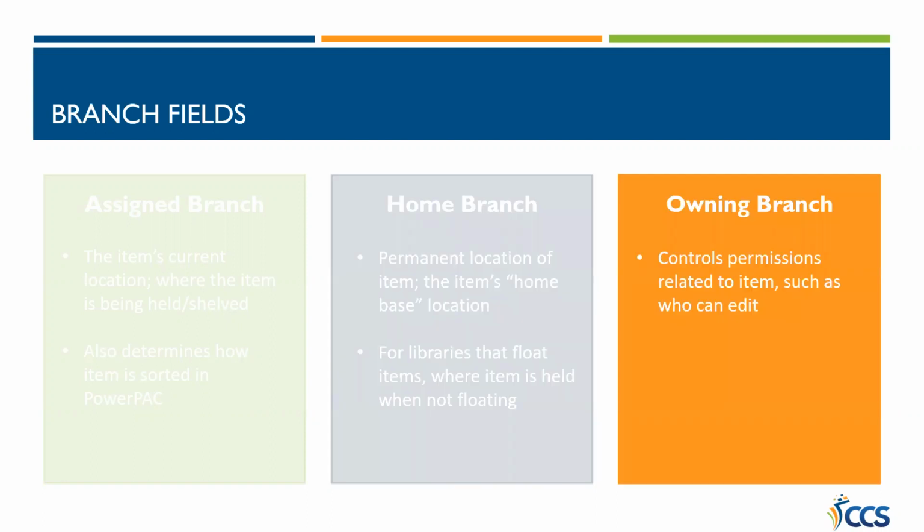And then finally, the owning branch field controls permissions related to that item, such as who can edit this record. So let's say I have permissions where I can only edit Round Lake items. This means I can edit item records where the owning branch is set to Round Lake. If I only have Round Lake editing permissions, I could not edit items where the owning branch is set to, say, Evanston Public Library. So those are the three branches in a nutshell.